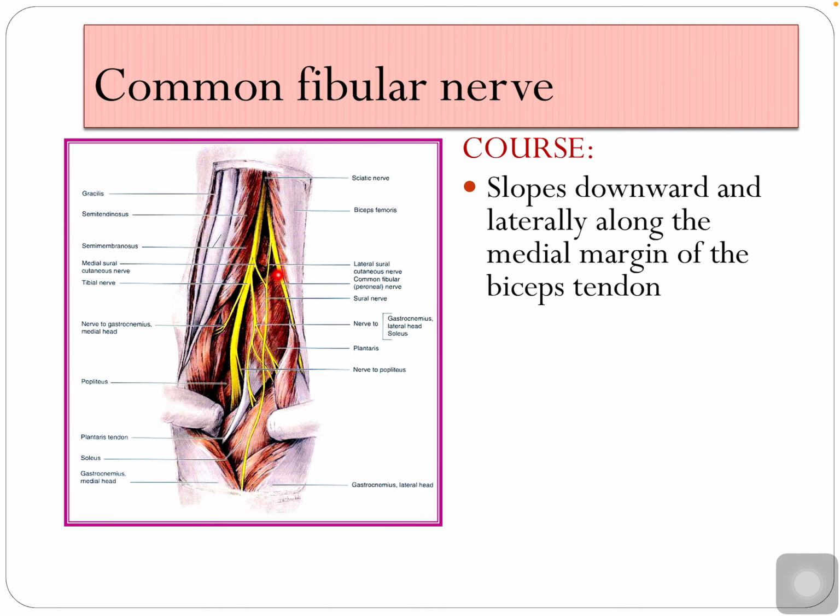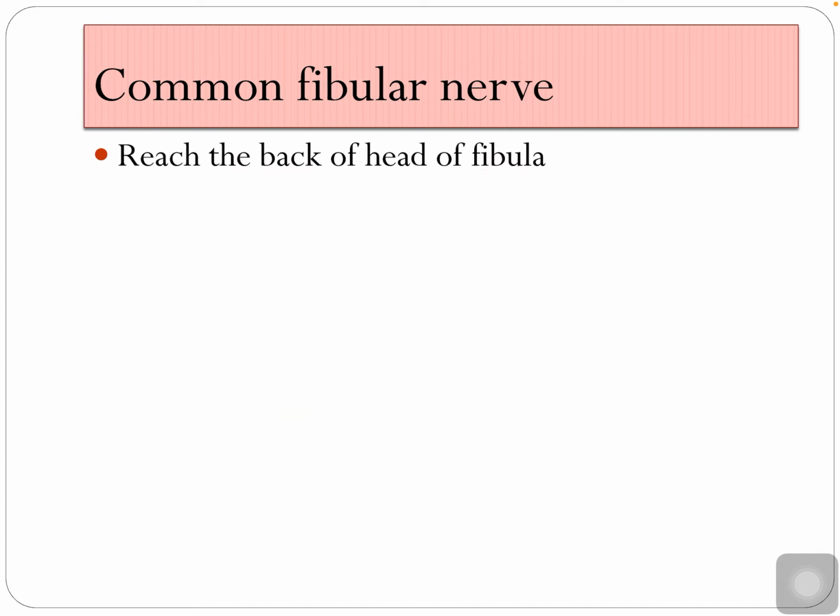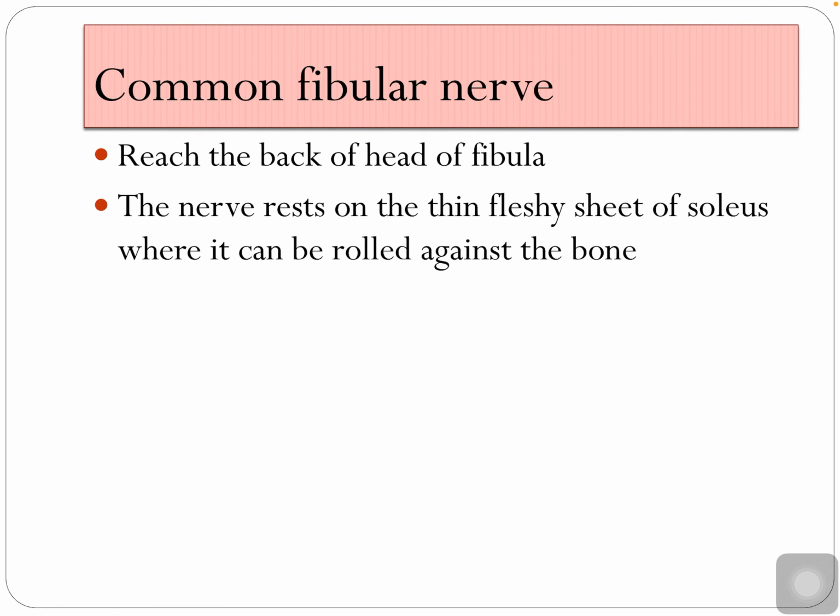Slopes downward and laterally along the medial margin of the biceps tendon. So this is the biceps tendon. At the lateral angle of the fossa, it crosses superficial to the plantaris and lateral head of gastrocnemius. So you can appreciate here it crosses superficial to the plantaris and lateral head of gastrocnemius. Reach the back of the head of the fibula, where the nerve rests on the thin fleshy seat of soleus, where it can be rolled against the bone. So over the neck of fibula, this common fibular nerve can be palpated.